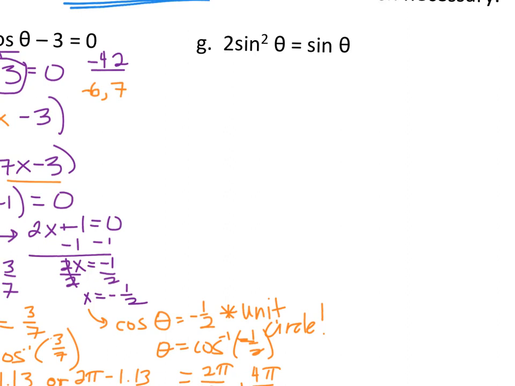Our final example, 2 sine squared theta equals sine theta. Now in this problem, again, we have a quadratic and we have a linear term. So believe it or not, we have to actually move that sine over and set this equal to 0. I'm just going to do that by subtracting it. So we have 2 sine squared on the left, sine on the right. I'm going to subtract the sine on the right to move it over. And sine squared and sine are not actually like terms. One's quadratic, one's linear. That means it's going to stay a subtraction problem.